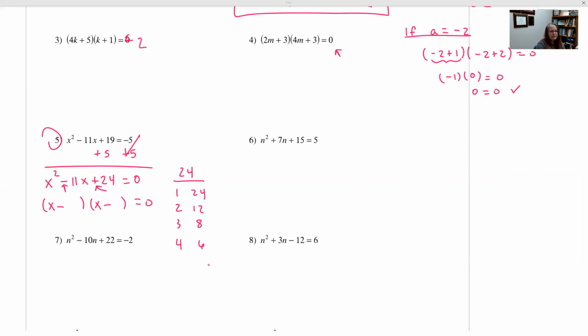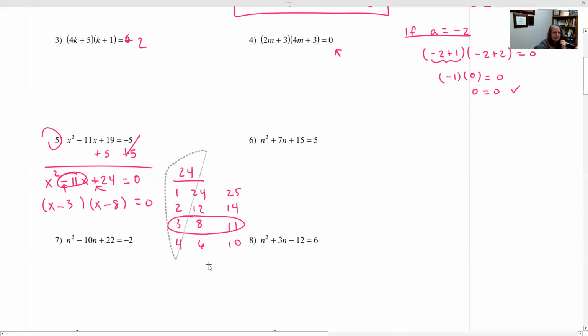And so because my signs are the same down here inside my parentheses, I want to take the sum of my factors. I want to add my factors. So the sum of 1 and 24 is 25. Here I got 14. Here I got 11. And here I got 10. I want the factors that add up to 11. So that is 3 and 8. I just throw them in there. It doesn't matter what order you put them in when the signs are the same.